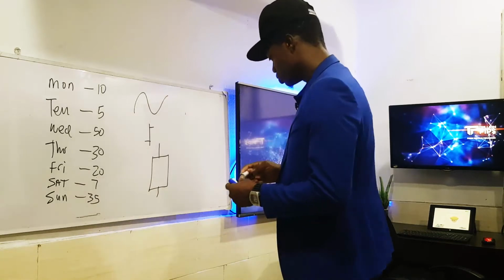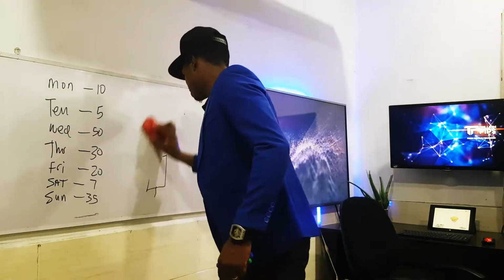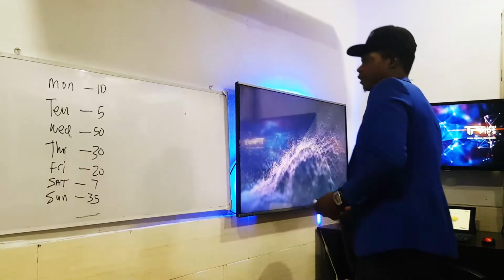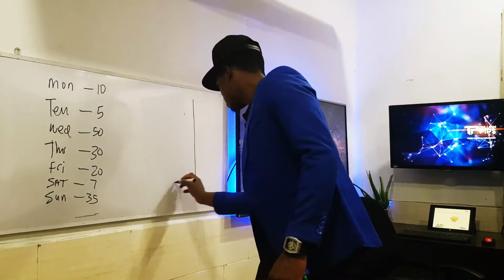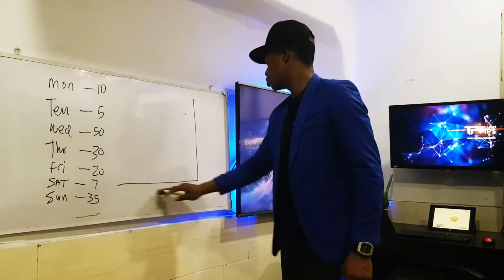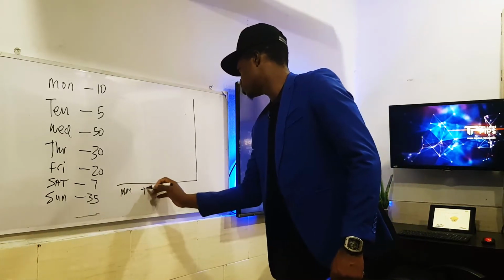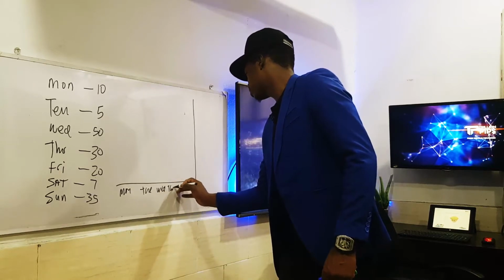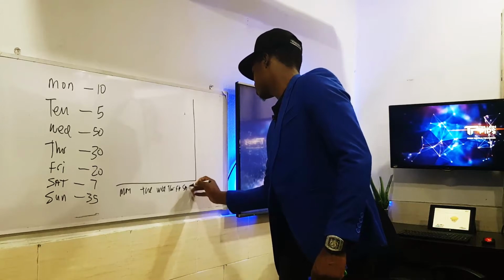All right. So using the line chart to represent this data, what we have is, we have here to be our price and here to be time. So we'll have Monday, Tuesday, Wednesday, Thursday, Friday, Saturday, and Sunday.